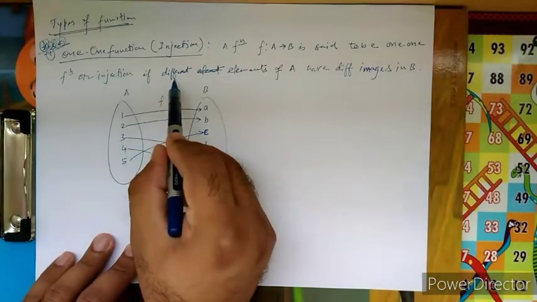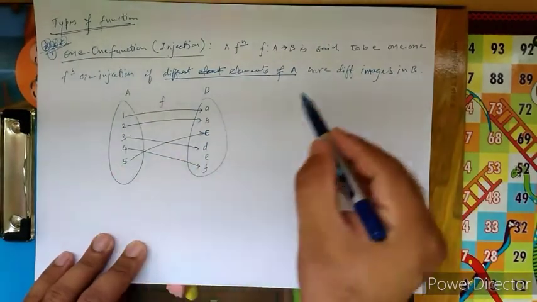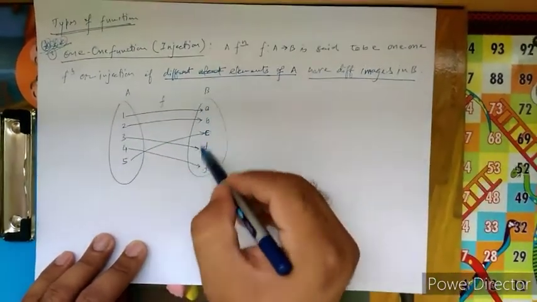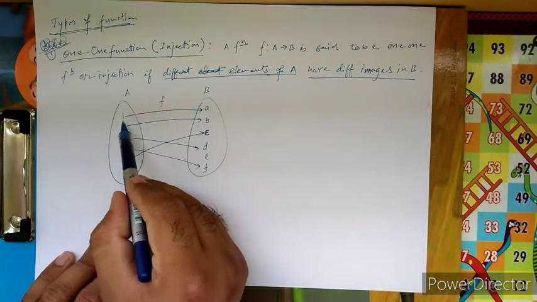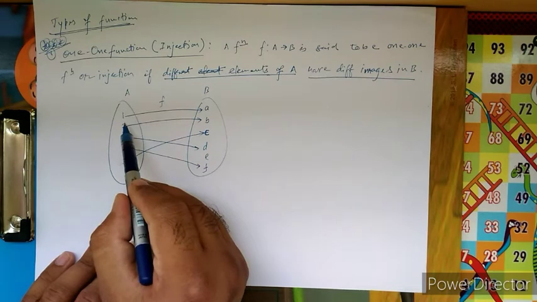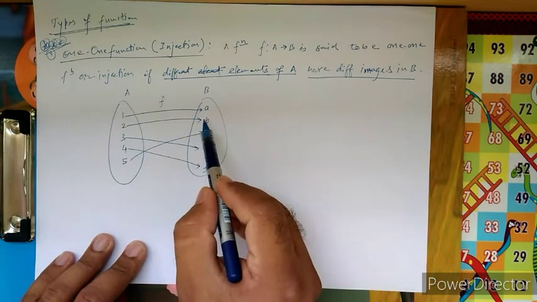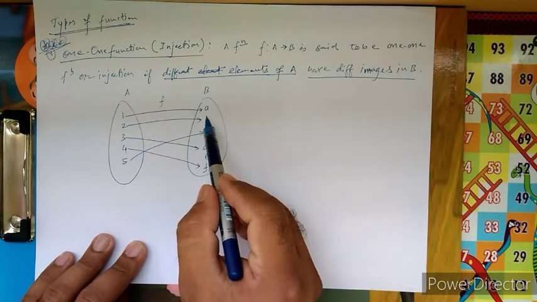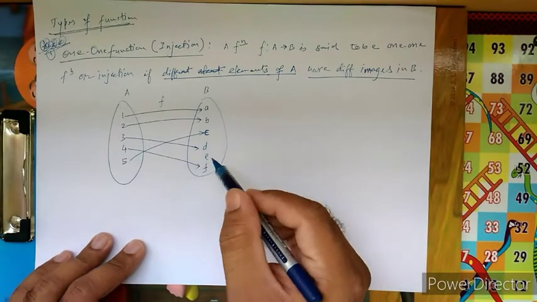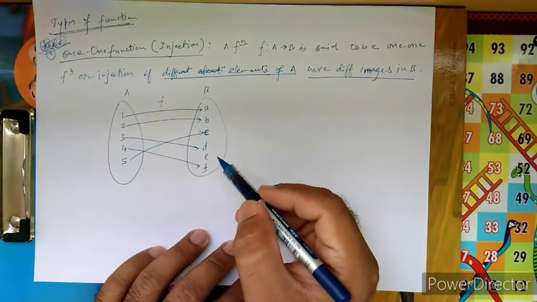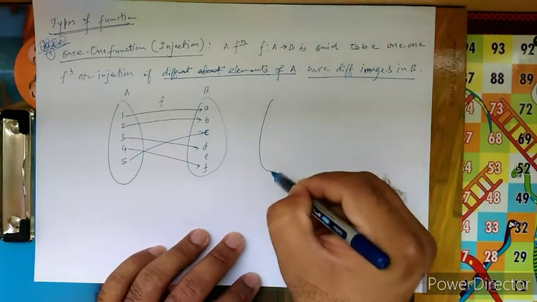So we have that injection if different elements of A have different images in B. That means 1 and 2 should get different images, right? It is like that only. Let us have one more example.